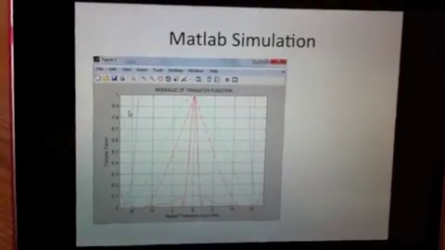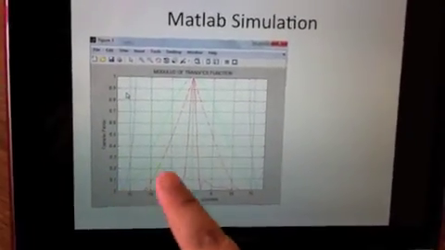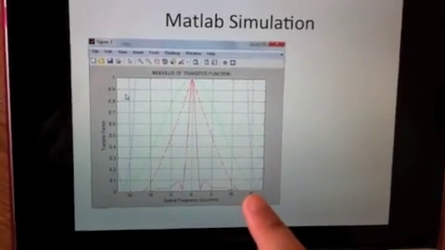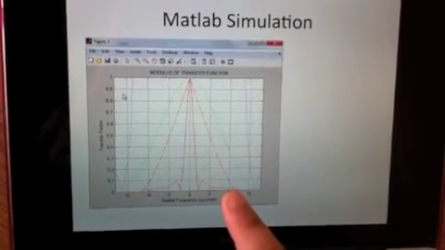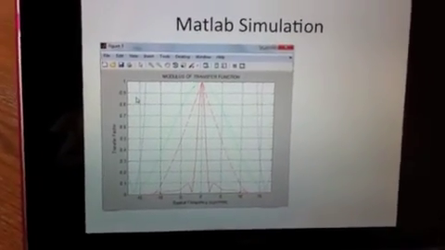Then we did a MATLAB simulation with our data points that we obtained, and this is the MTF plot that we obtained for the best focus. And as you can see, the sampling frequency was about 12 line pairs per millimeter, which is what we expected it to be.